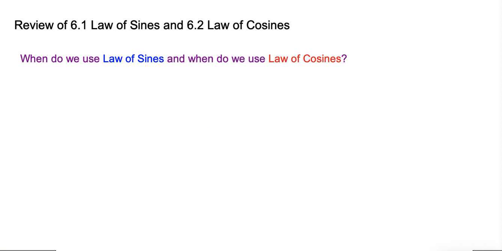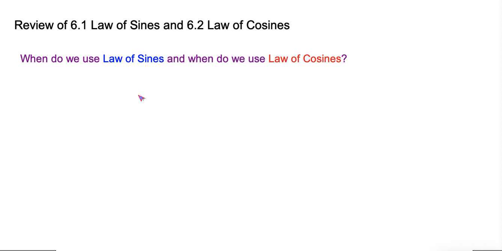The next question that we need to answer is, when do we use the law of sines and when do we use the law of cosines? Of course, we're using these for oblique triangles, but what information is given that causes us to need to use one or the other? Well, let me just simplify this. If you can use the law of sines, then use the law of sines. You'll see that it applies.